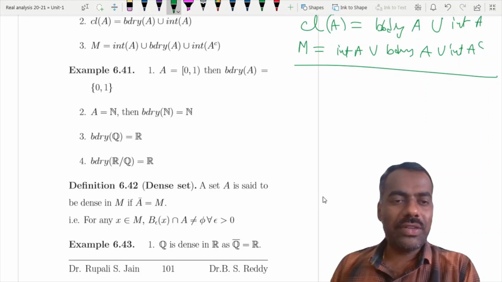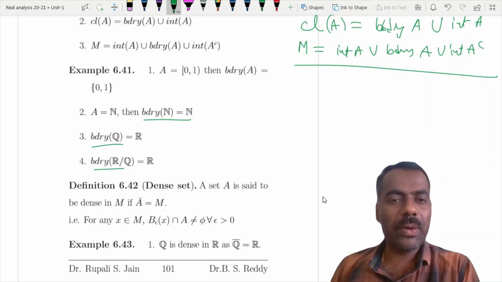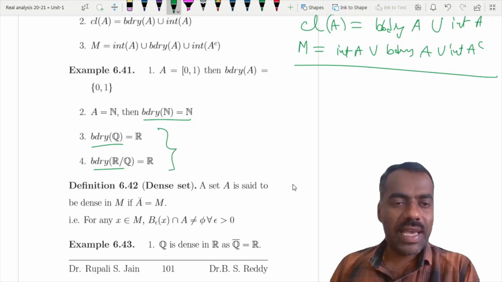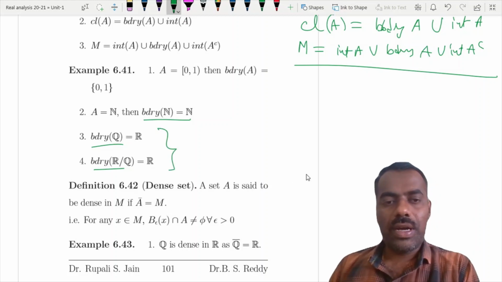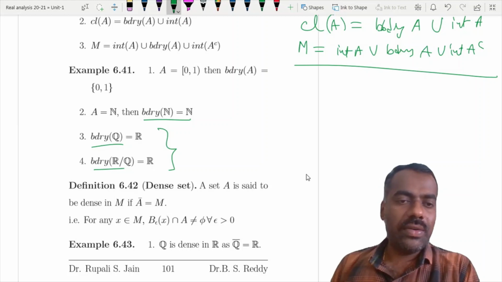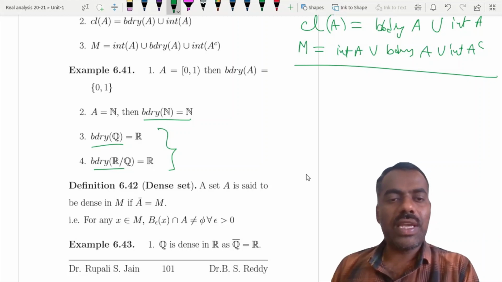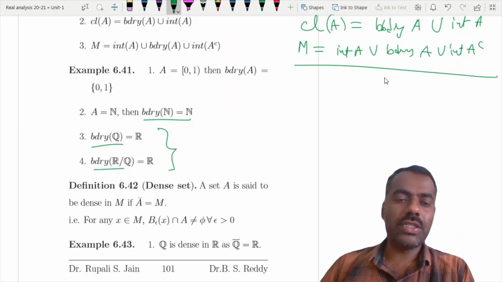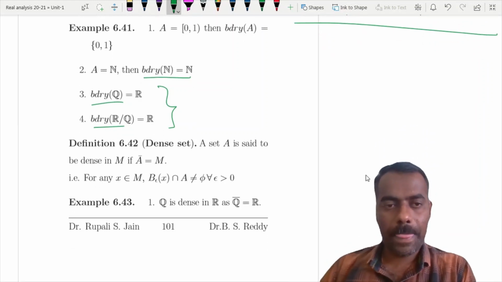At least one we have seen, the boundary here, so I'm not going to explain it, but you try to see why the boundary of N is N itself, the boundary of Q is R, and the boundary of R minus Q is R. So these are very good exercises. Just think, if you take any rational number, or any irrational number also, then the boundary of this one is the entire R. So you try to see why it is true. Okay, fine.